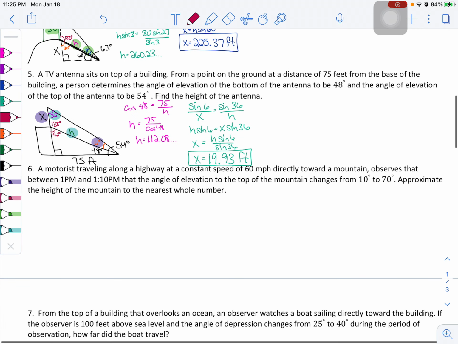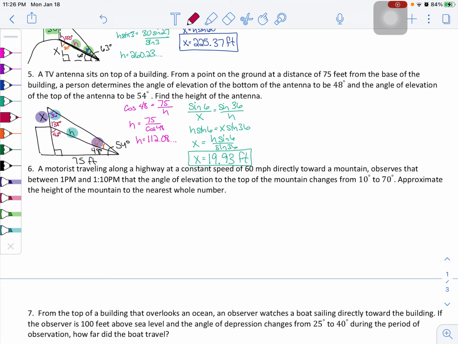All right, last problem for this video is going to be problem number 6. Let's see what we got here. A motorist traveling along a highway at a constant speed of 60 miles per hour directly toward a mountain observes that between 1 p.m. and 1:10 p.m., the angle of elevation to the top of the mountain changes from 10 degrees to 70 degrees. Approximate the height of the mountain to the nearest whole number.